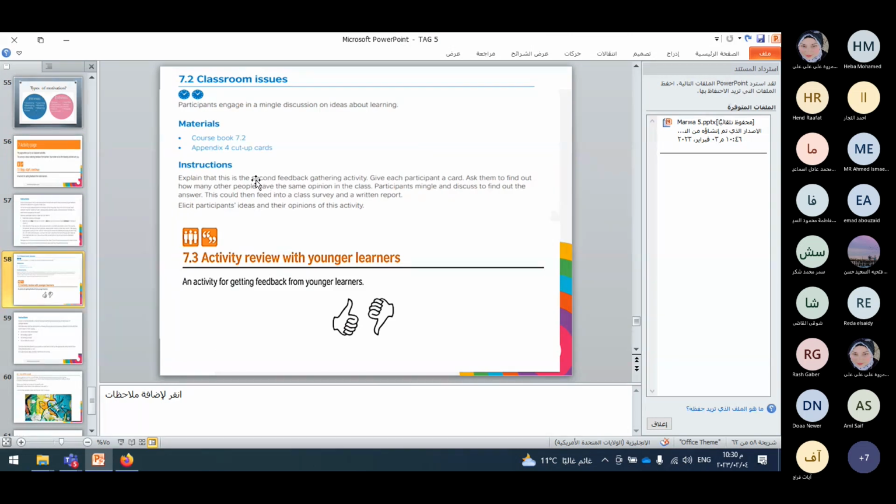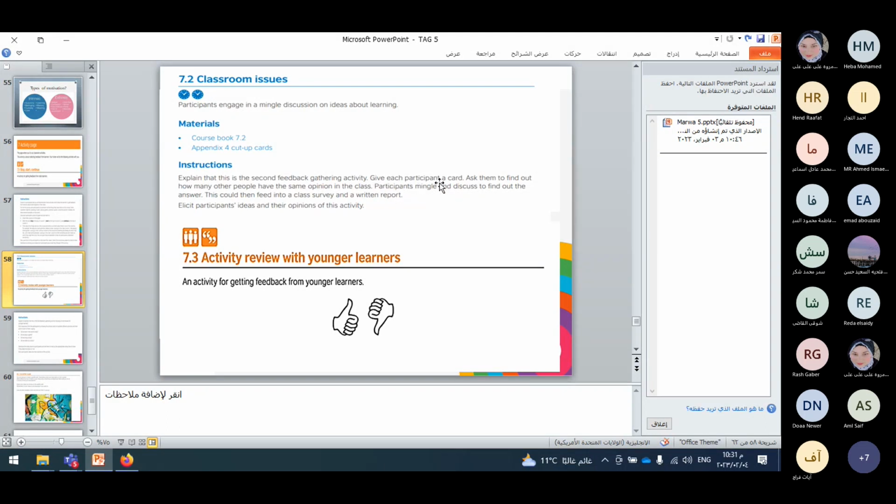So if you don't have lots of ideas here, don't worry, I have another activity for you. Here is another activity I don't like. I don't even understand fully because I haven't practiced it before. I'll read it for you, and whatever suggestions you have, just tell me. Explain that this is a second feedback gathering activity. It's an activity for gathering feedback from your learners, even in a training session or a teaching lesson like this.